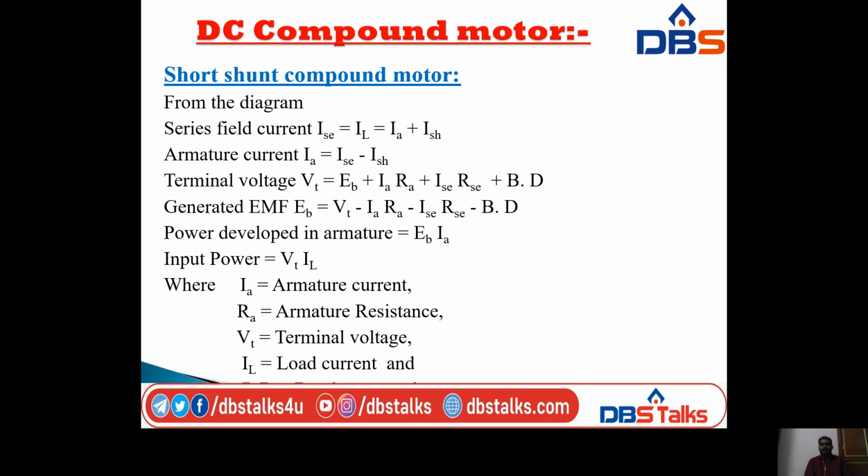The terminal voltage VT is equal to EB plus IARA plus ISC RSC plus brush contact drop. So the generated EMF or back EMF EB is equal to VT minus IARA minus ISC RSC minus brush contact drop. Power developed in the armature is equal to EB into IA. Input power is equal to VT into IL, terminal voltage into load current. Here IA is the armature current, RA is the armature resistance, VT is the terminal voltage, IL is the load current and BD is the brush contact drop.